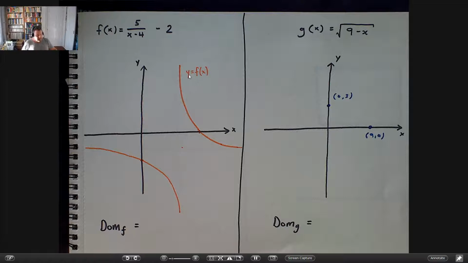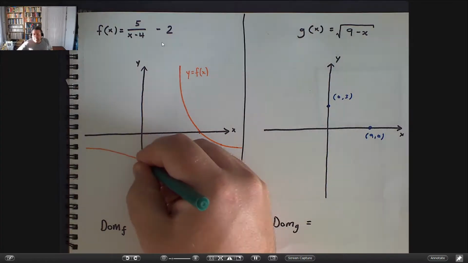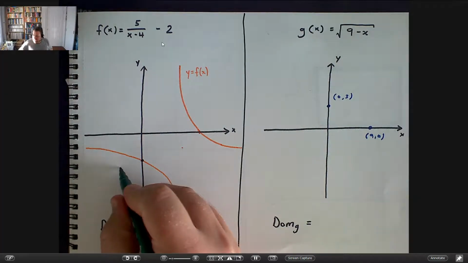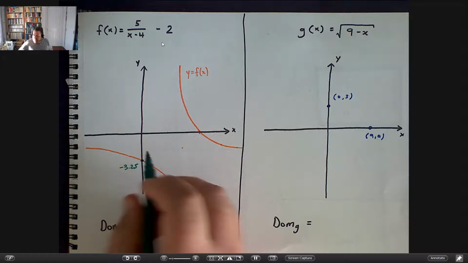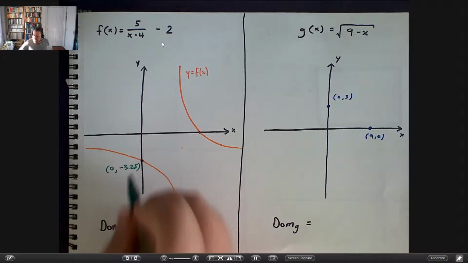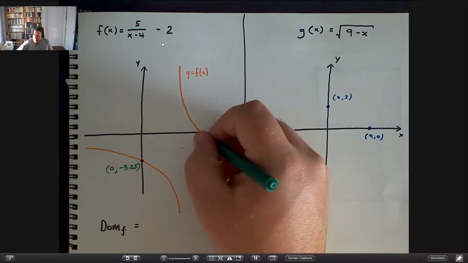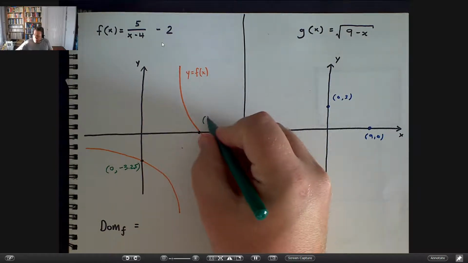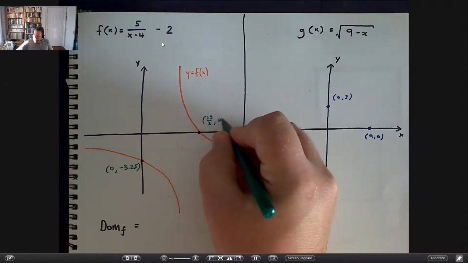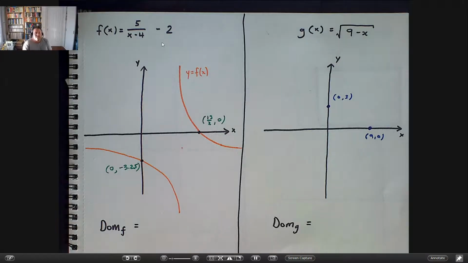So what's going on here is that if we take a number like x equals 0, then we're going to get 5 over negative 4, so that's negative 1.25, and we're going to be minusing off 2, so we get a perfectly good point here, something like negative 3.25. I suppose we should use a coordinate point. If we want to find the x-intercept over here, I won't bore you with the details, but that's going to be 13 over 2, and we can find lots of points like that.